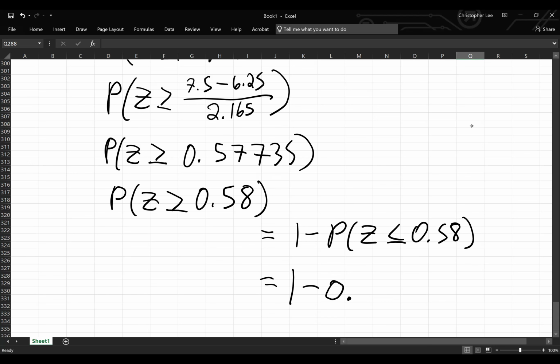Okay, I flip it. We find it in the formula. Right, look it up. So what is 0.58? So 1 minus 0.58 is 0.42. Let me see. What do you go to? So you go to 0.5, then you go across to the 8. 7.57.